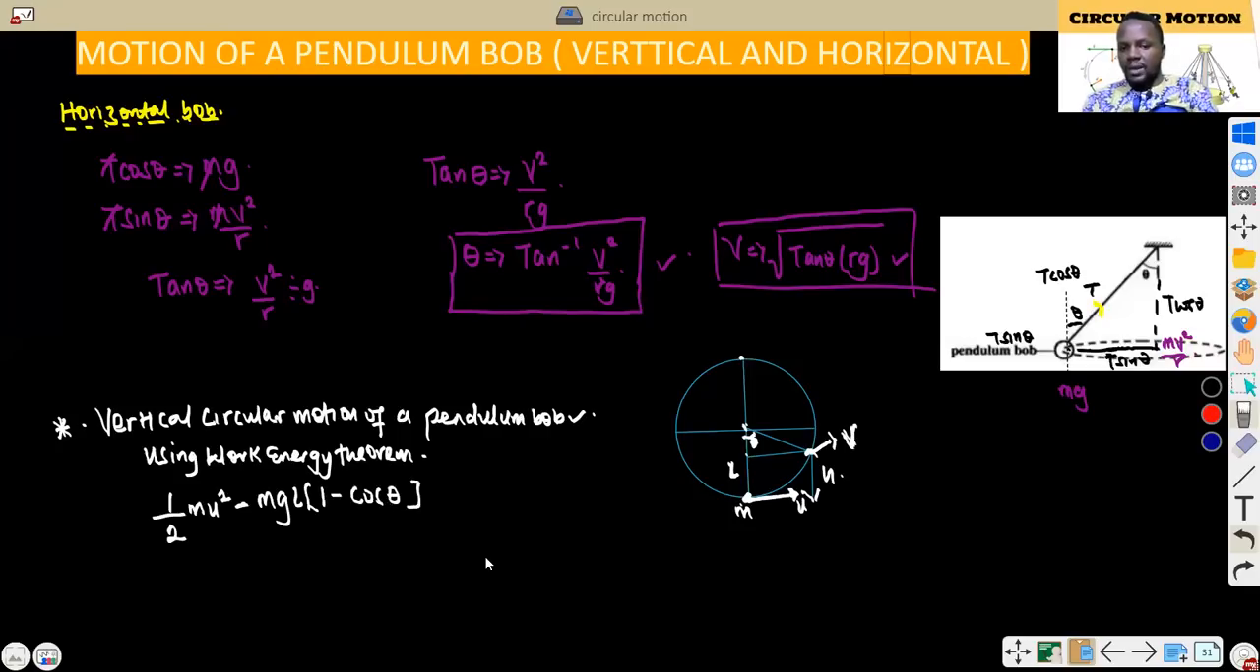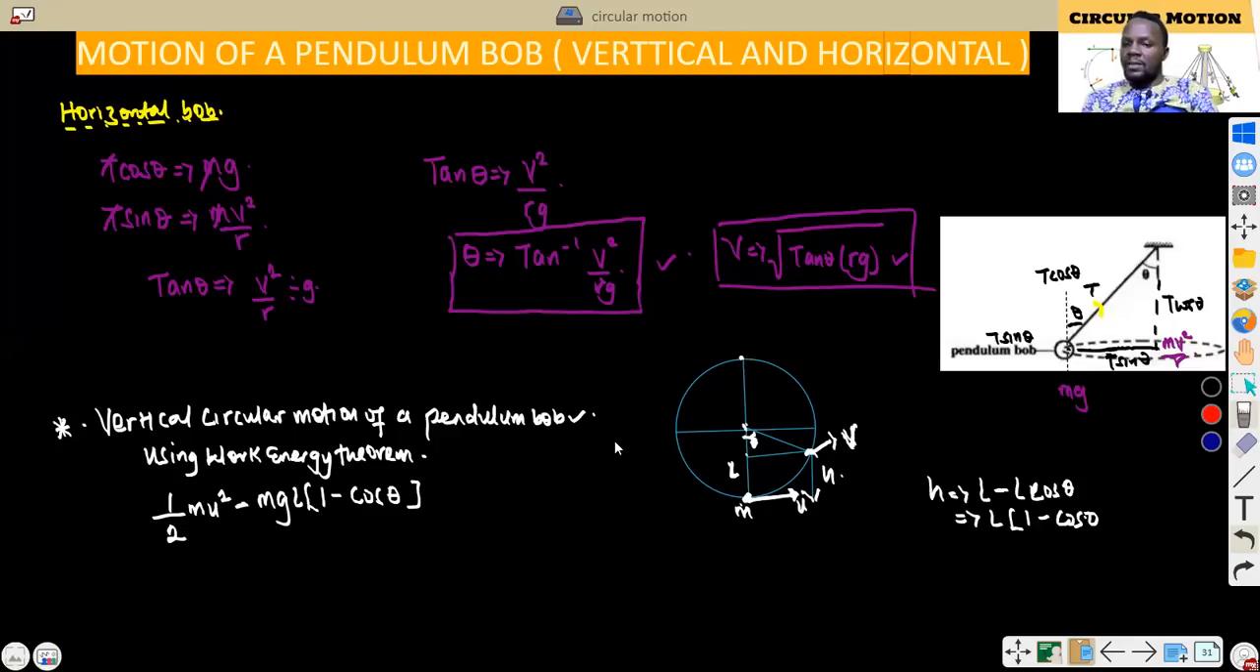I said that means my h is given as what? 1 minus what? L into bracket 1 minus cos theta. That is my h. As in h is equals to L minus L cos theta. So which I factorize to be L into bracket 1 minus cos theta. How did I come about that?